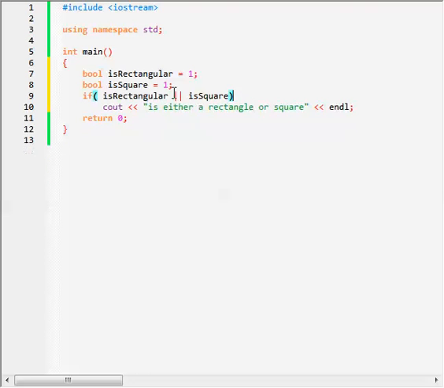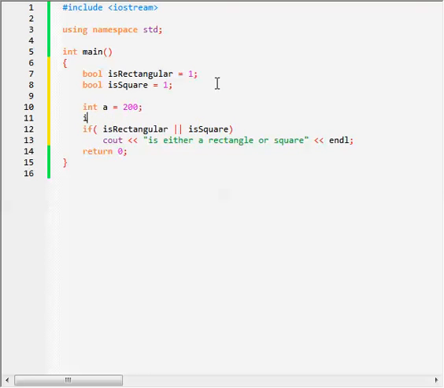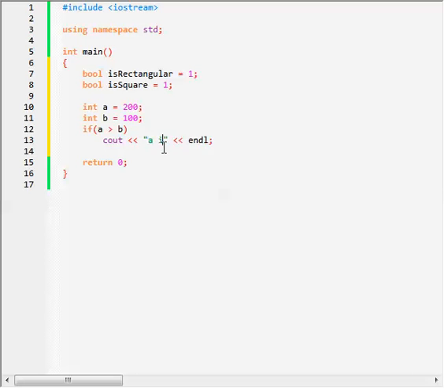The if operator can also do things with comparing something. So if I had the integer int a equals 200 and int b equals 100, I can compare if a is greater than b by simply writing if a is greater than b. If it is, this will happen. If it won't, then this will not happen. So we could write if a is greater than b, a is greater than b.